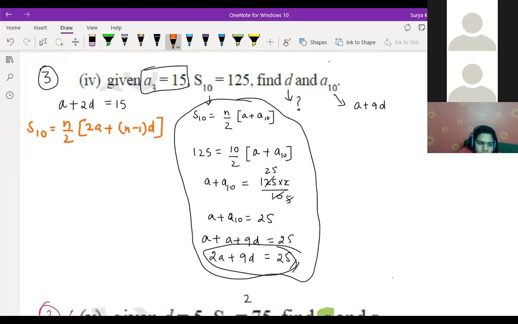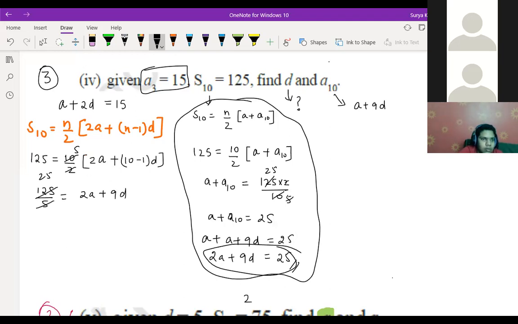See, S10 is equal to 125 is equal to N by 2 into 2A, A also not known to us, right? Plus N minus 1, 10 minus 1 into D. So 2 5s are 10. So 125 divided by 5 is equal to 2A plus 9D. Same thing we are getting. See, 2A plus 9D is equal to what? 25. Second equation. Understood, children?